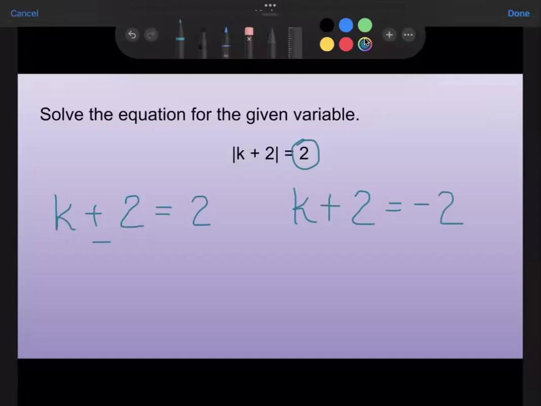So on the left, I would have to subtract 2 from both sides. This will cancel, leaving me just k on this side. And then 2 minus 2 is 0. So there's our first solution.